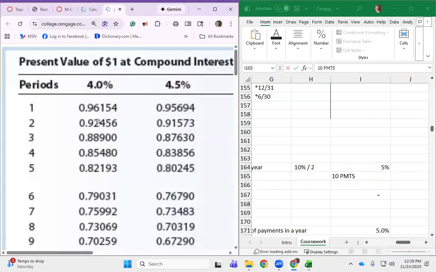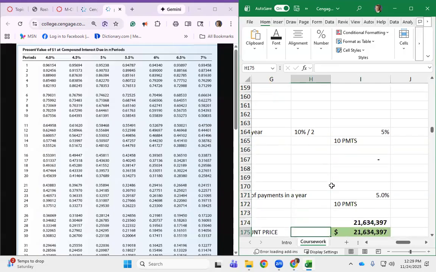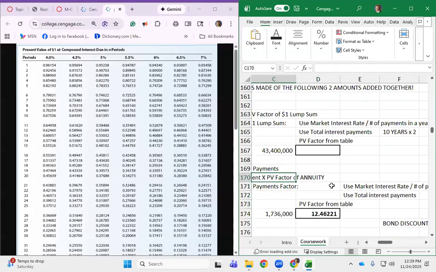So mine is 0.61391. Okay, 0.61391. Make sure you get all 5 of the digits. All 5, because it's going to matter.